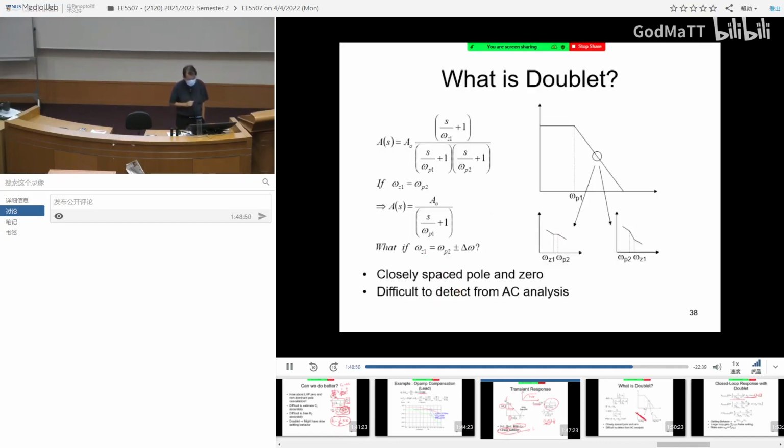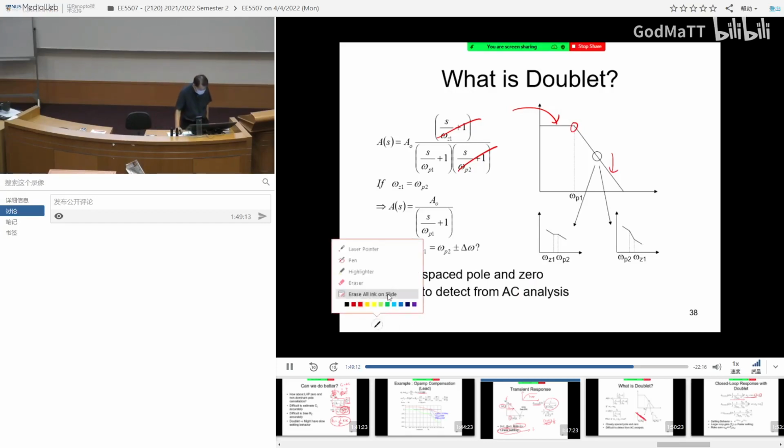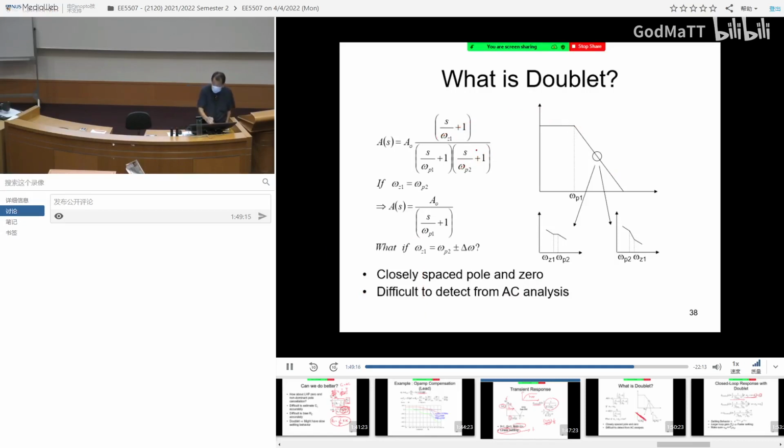Now, what is a doublet? If I were able to cancel this perfectly, I will get a one-pole system. There is only one pole here, the rest 20 dB per decade, no other pole, no other zero. Perfectly cancelled. But if there is a mismatch, which easily happens, it appears to be cancelled, but it is not. Let's say it happens somewhere around here. The second pole and the zero frequency are so close.